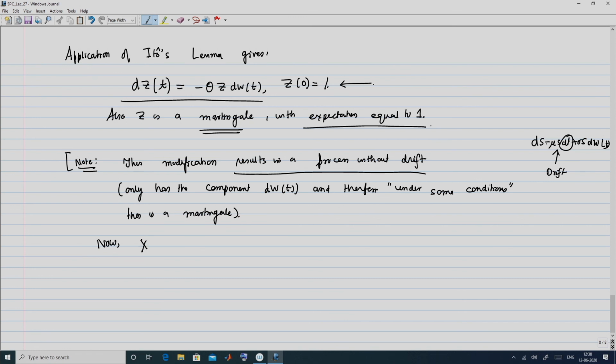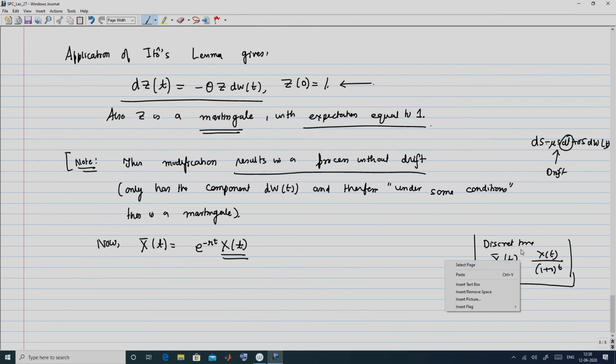Now, x bar of t, what is this? The bar denotes the discounted process. x bar of t is the discounted process of x of t, and since this is a continuous time setup, the discounting factor is going to be e raised to minus r t. In discrete time, x bar of t would be x of t divided by 1 plus r raised to t. So, the equivalent in the continuous time setting is going to be this form.